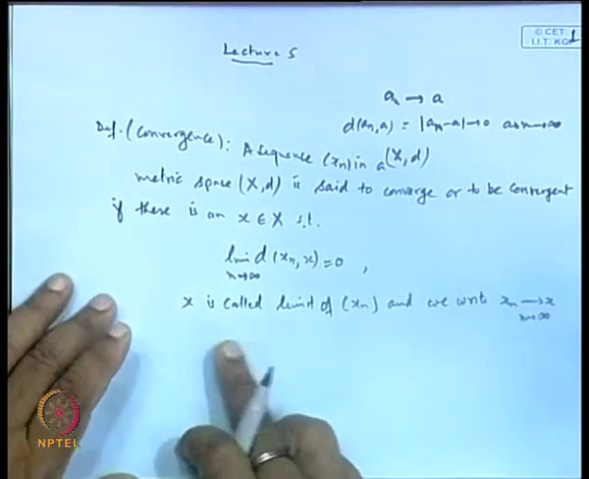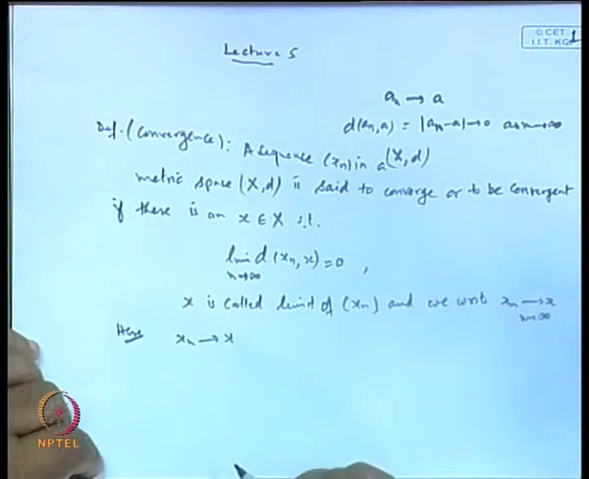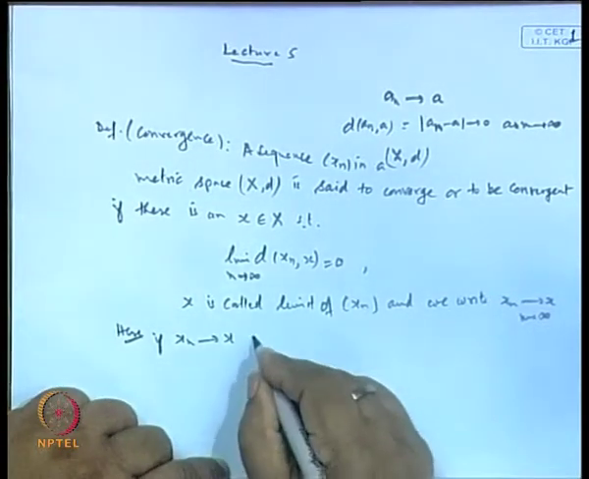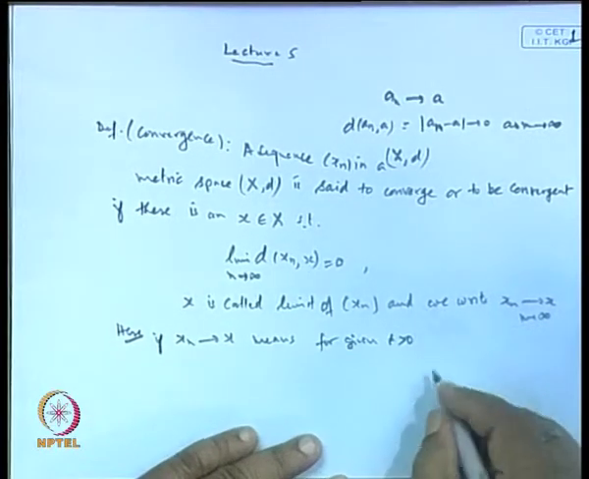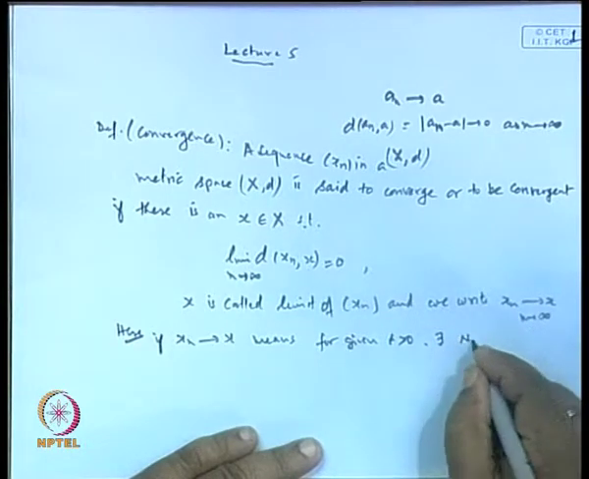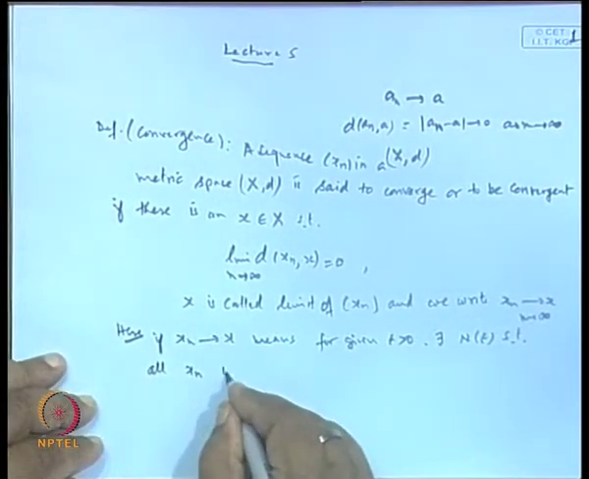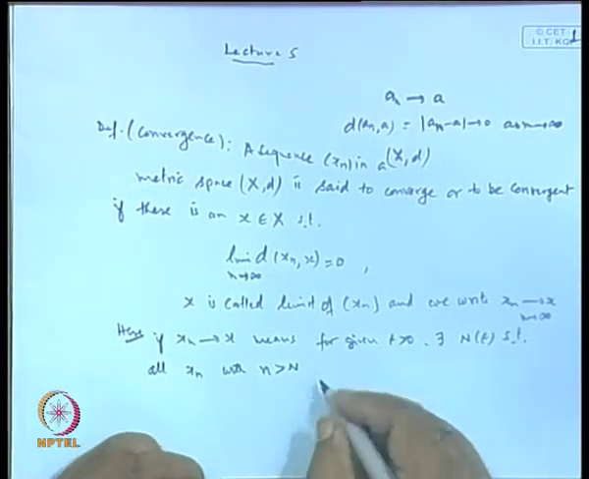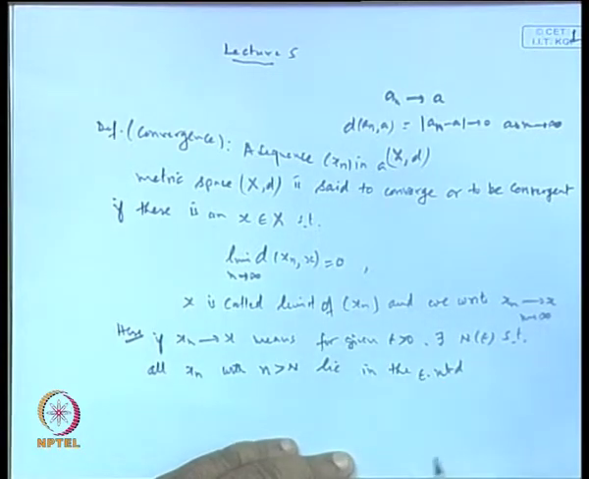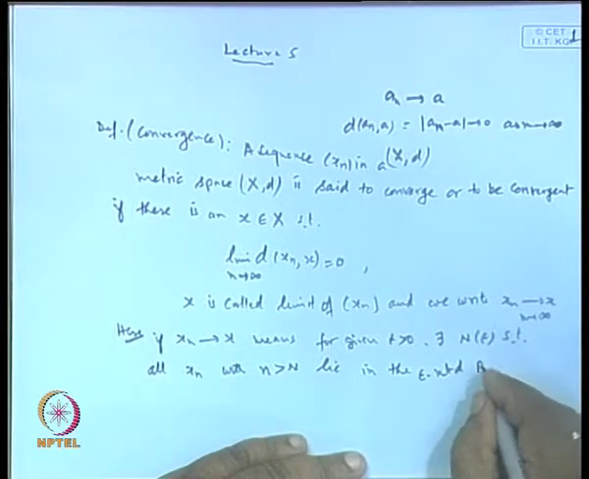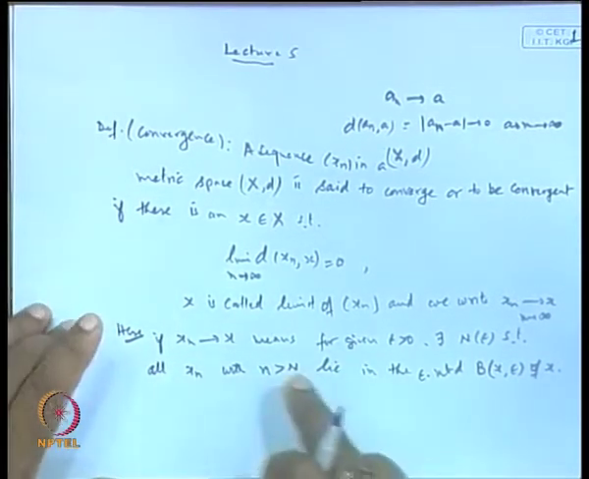Now, when we say x n converges to x, this means that for a given epsilon greater than 0, there exists an integer N which depends on epsilon such that all x n with n greater than capital N lie in the epsilon neighborhood of x, that is in the epsilon neighborhood B(x, epsilon) of x. That is the meaning of this. So, in terms of neighborhoods we can say the sequence x n converges.